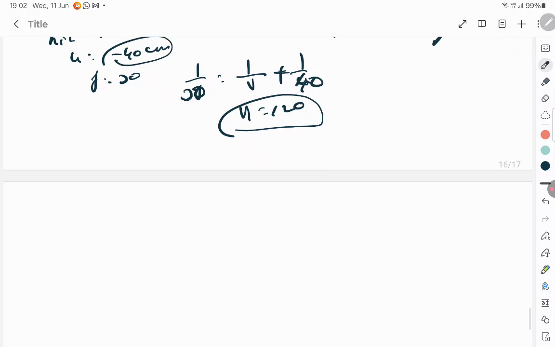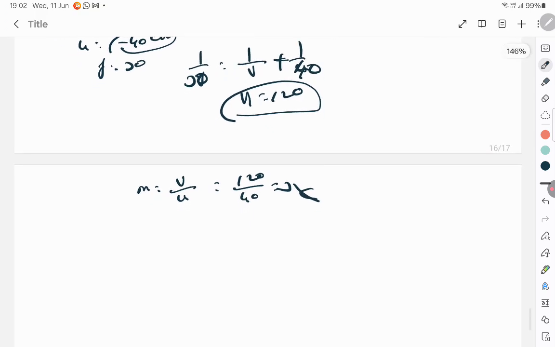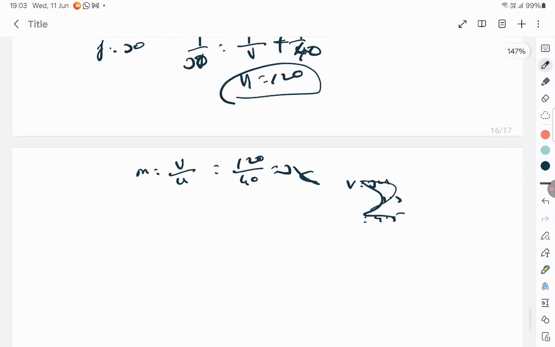Once you get that, you got your object and your image. The magnification produced by the first lens is m is equal to v by u. For a lens it's always v by u only, for a mirror only it is minus v by u. So 120 by 40, the magnification is 3 times. So if v is equal to 3u, your object height is 1.5, the interim image will be 4.5 times, correct? Are they asking for that? They're just asking only for magnification.